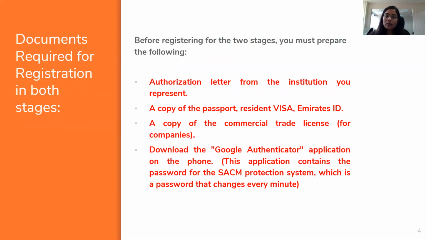Before you start registering on the two stages, you need these documents on hand. What are the document requirements you have to keep with yourself in PDF form? First, an authorization letter from the institution you represent. Second, a copy of the passport, resident visa, and Emirates ID. Third, a copy of the commercial trade license. And fourth, you have to download the Google Authenticator application on your mobile to get the passcode for the second stage of registration.